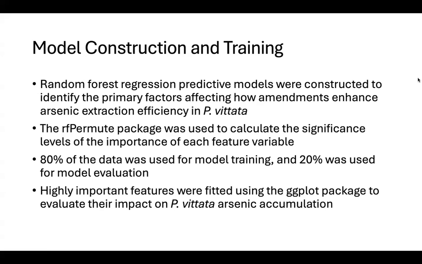Random forest regression predictive models were constructed to identify the primary factors affecting how amendments enhance arsenic extraction efficiency in P. vittata. The random forest permute package was then used to calculate the significance levels of the importance of each feature variable. 80% of the data was used for model training and 20% was used for model evaluation. Highly important features were fitted using the ggplot package to evaluate their impact on P. vittata arsenic accumulation.